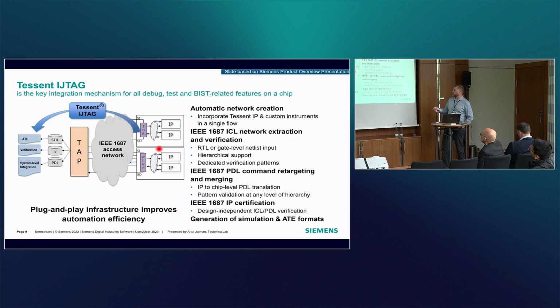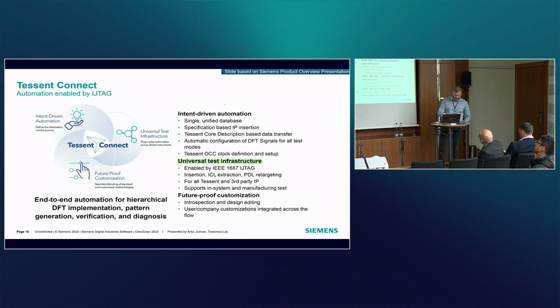automatically connect your instrumentation and test data and scan chains through the 1687 access network to external test equipment for different purposes, for testing, validation, verification, and also debug and configuration. So all these procedures, all these functions are implemented by Tessent automatically, with a little manual interaction from the user.